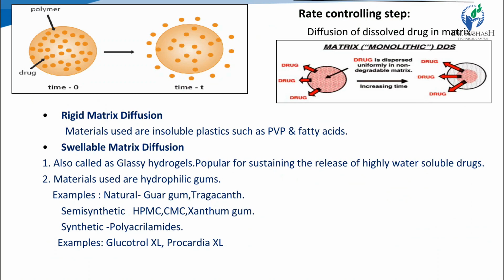In swellable matrix diffusion, they form a gel. When they absorb water, they swell and create gel type structures, and from that the drug is released by diffusion. This is also called a glassy hydrogel. It is popular for sustaining the release of highly water soluble drugs. The materials used are hydrophilic gums, natural gums such as guar gum, tragacanth, xanthan gum, and HPMC, CMC. These are examples of materials used in the swellable type of matrix diffusion.